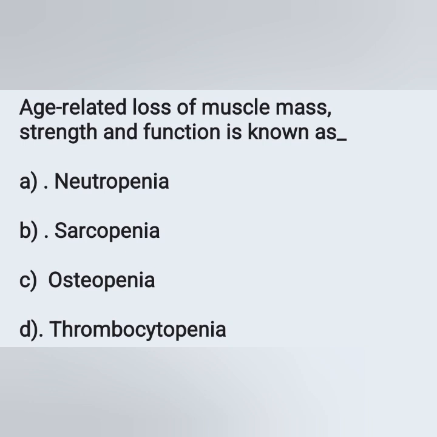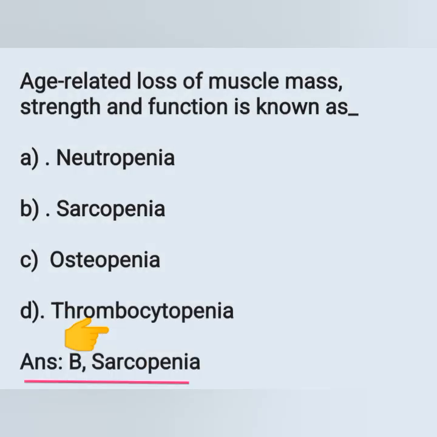Age-related loss of muscle mass, strength and function is known as? Options. Option A, neutropenia. Option B, sarcopenia. Option C, osteopenia. Option D, thrombocytopenia. Our question is, due to aging, the loss of muscle mass, strength and function is known as sarcopenia. Option B is the correct answer.